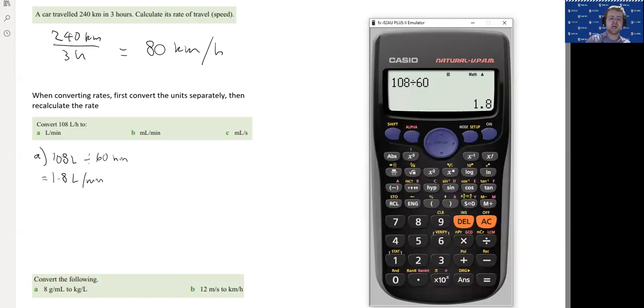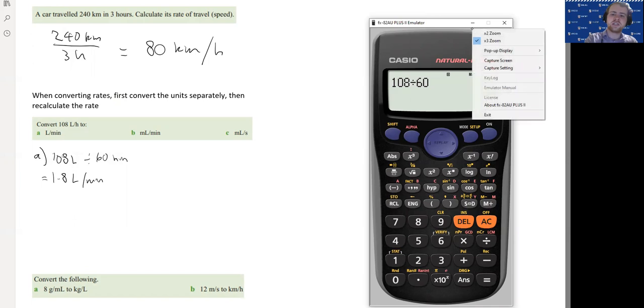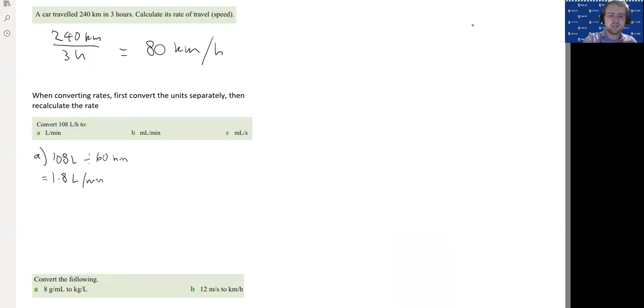So when you're doing it in the calculator, you can't put the units in, but you can put the numbers in. Okay, so you just put 108 for the liters, 60 for the minutes, and then you get out 1.8 liters per minute. Okay, the units are the quantities that you've divided in that order.